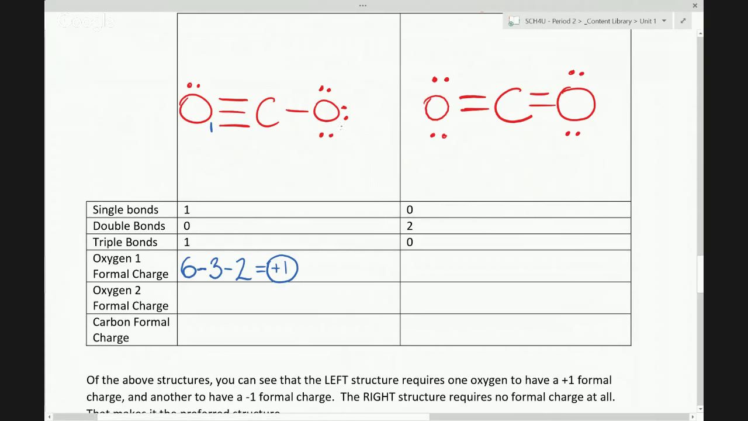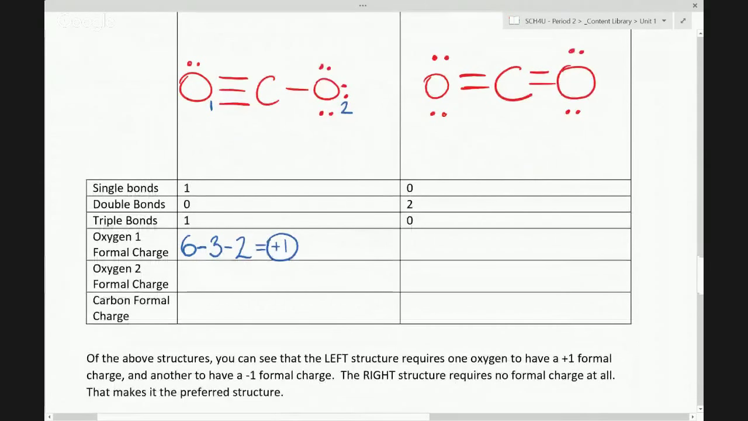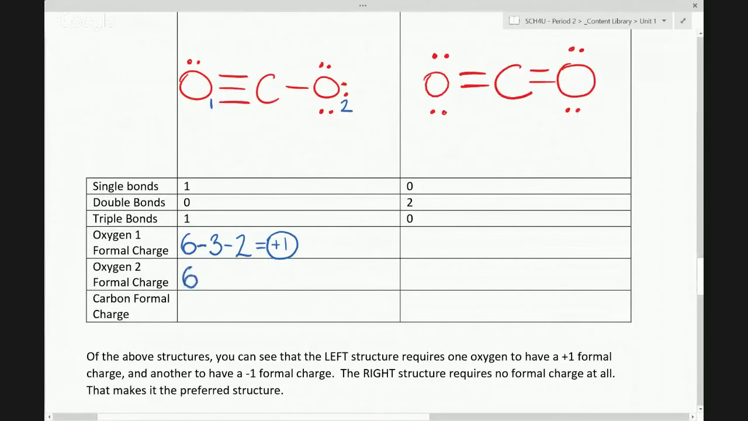But if we look at oxygen 2, it has a formal charge of 6, and then -1 for the 1 bond it's making, minus 1, 2, 3, 4, 5, 6, 6 lone electrons, and that gives us a formal charge of -1. And then lastly, we have carbon.